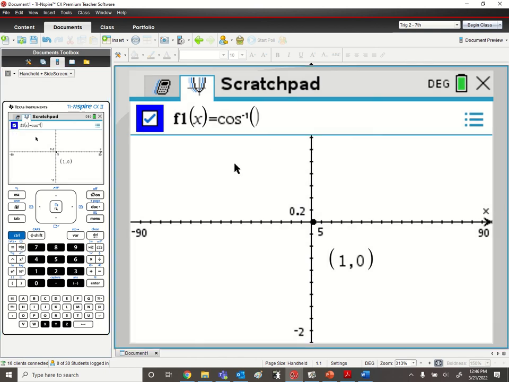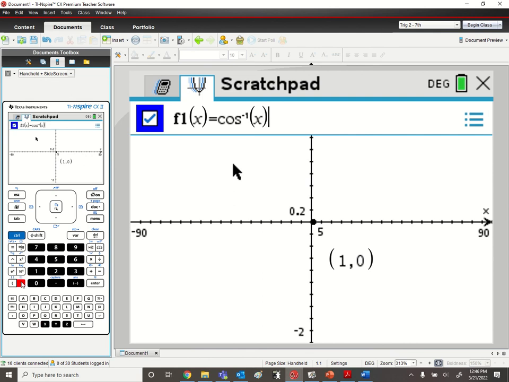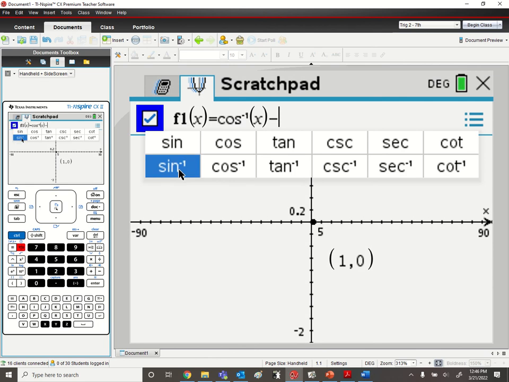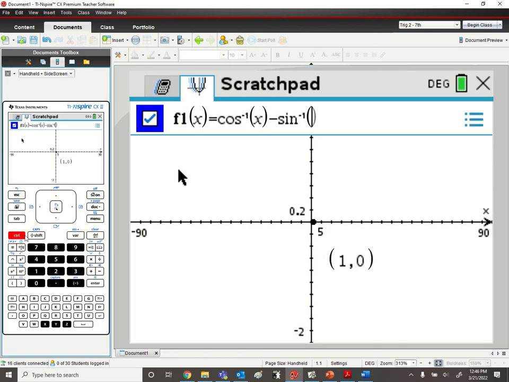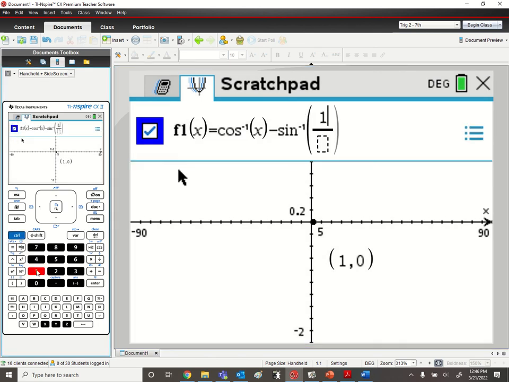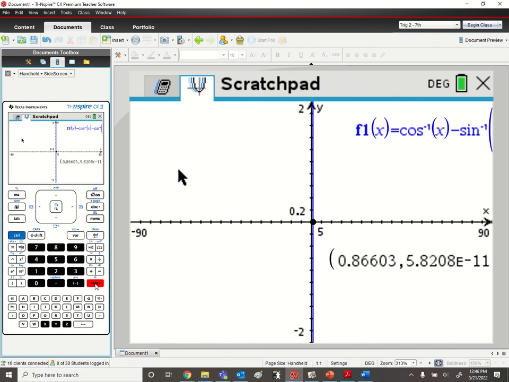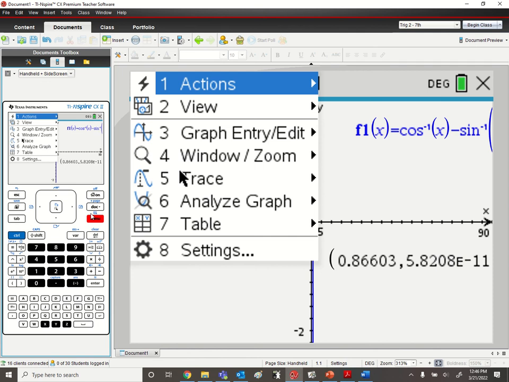Cosine of x. I'm not going to put the degree sign in this because I'm not finding the same thing. And it was minus arc sine 1/2. There you go. And that's going to be equal to 0. And my window's too big, but you'll see it again. So let's go ahead and change that window now.